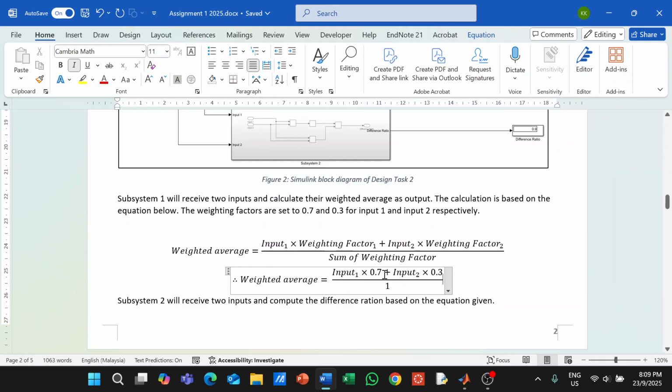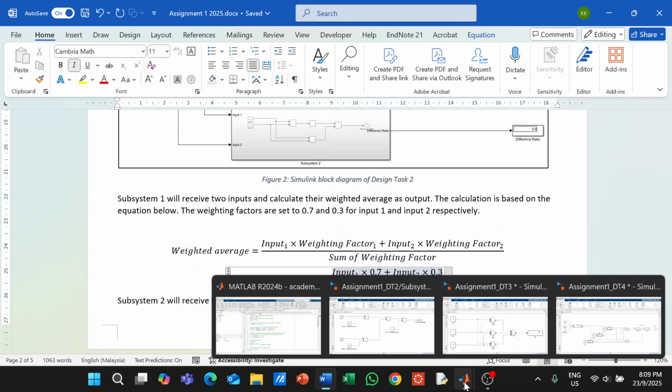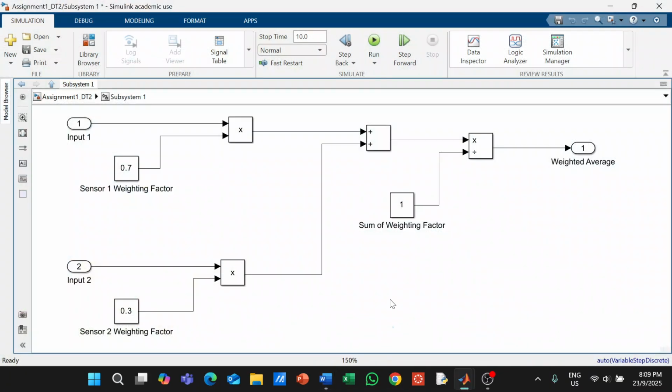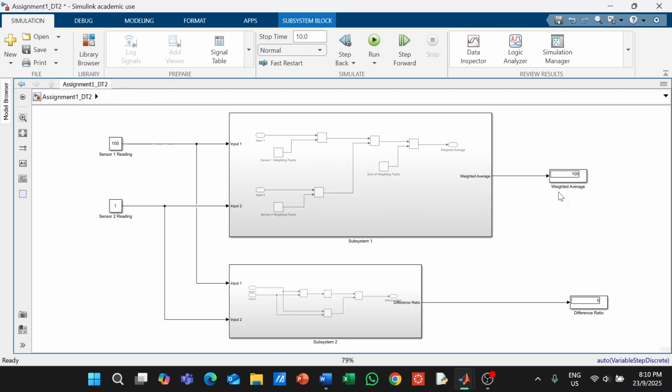0.7 is the weighting factor for input 1, while 0.3 is the weighting factor for input 2, which is set in the system. So sensor 1 will have a higher weighting factor, which means that this system prioritizes sensor 1 more than sensor 2. The calculated weighted average will be displayed here.